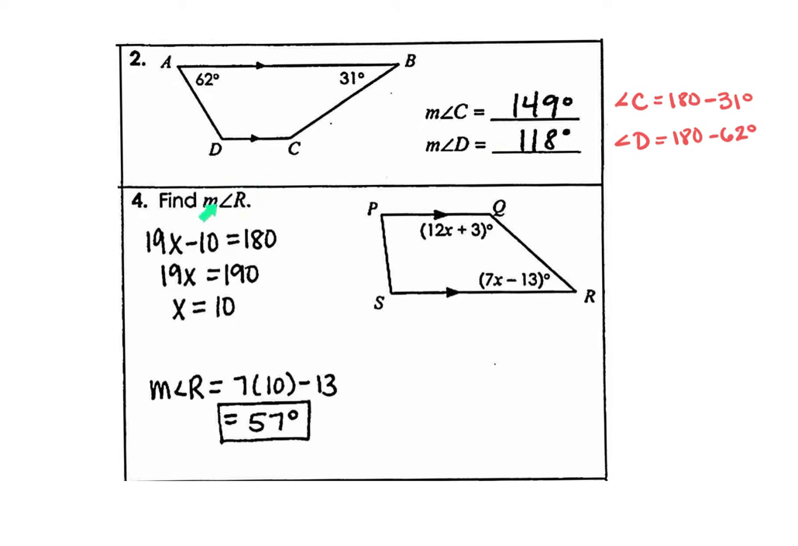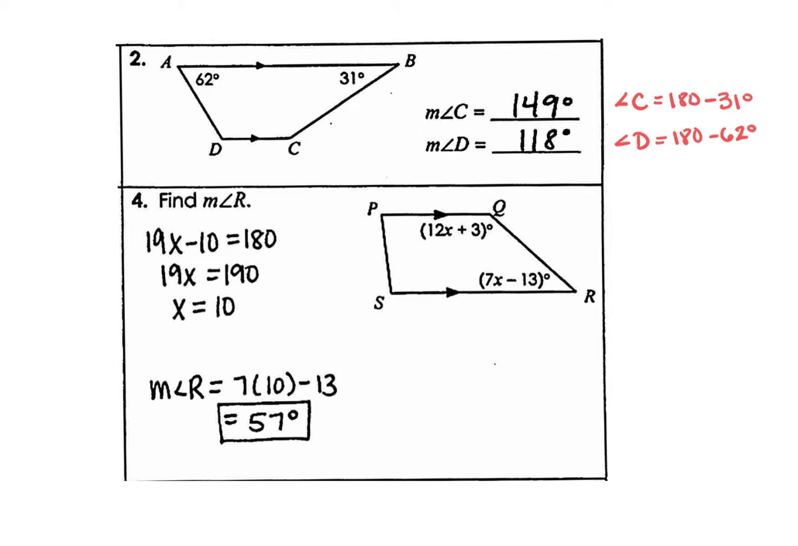This wanted you to find the measure of angle R. So first you had to find X. Q and R are supplementary. So you should have had Q plus R equals 180. 12X and 7X are 19X. 3 and negative 13 are negative 10, equals 180. When you solve, you get X equals 10.